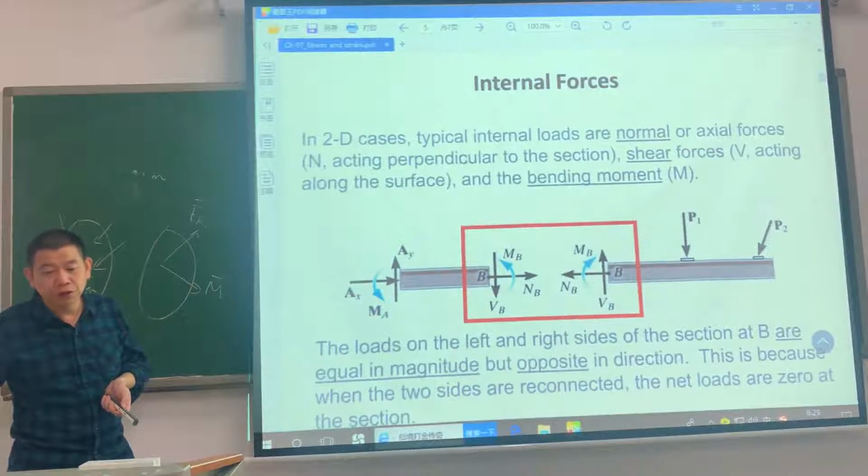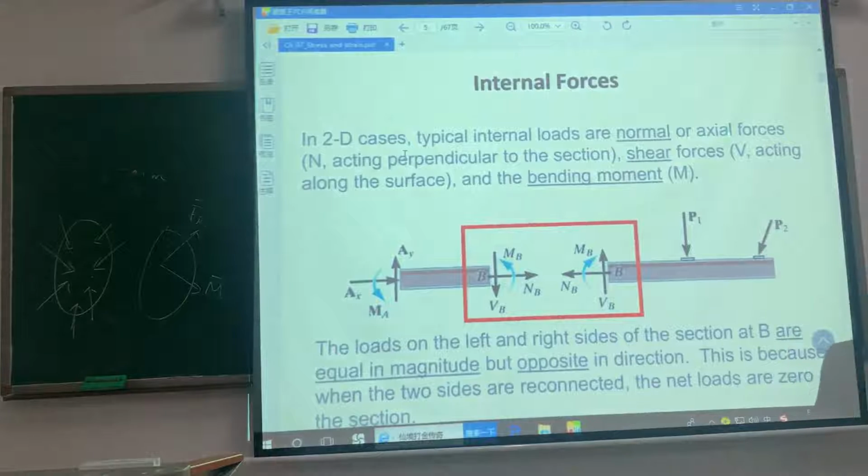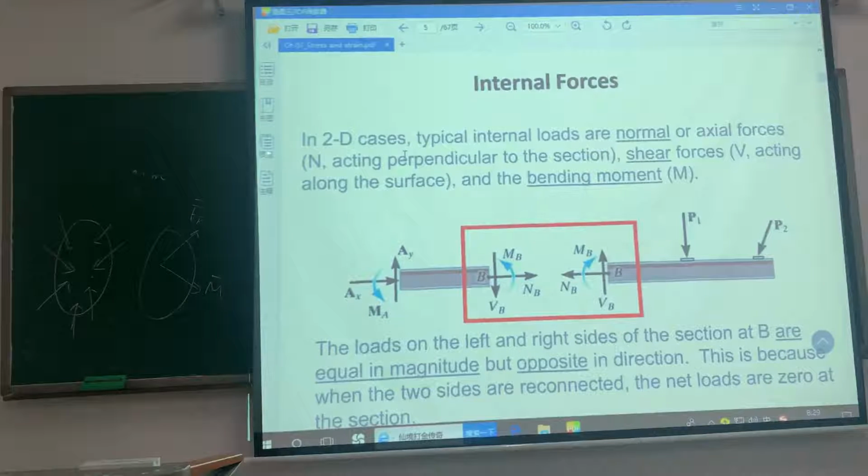Right. In the 2D case, the typical internal forces are the normal or axial force, denoted by N, acting perpendicular to the section; the shear force, acting along the section; and the bending moment. In this case, there is no torque.